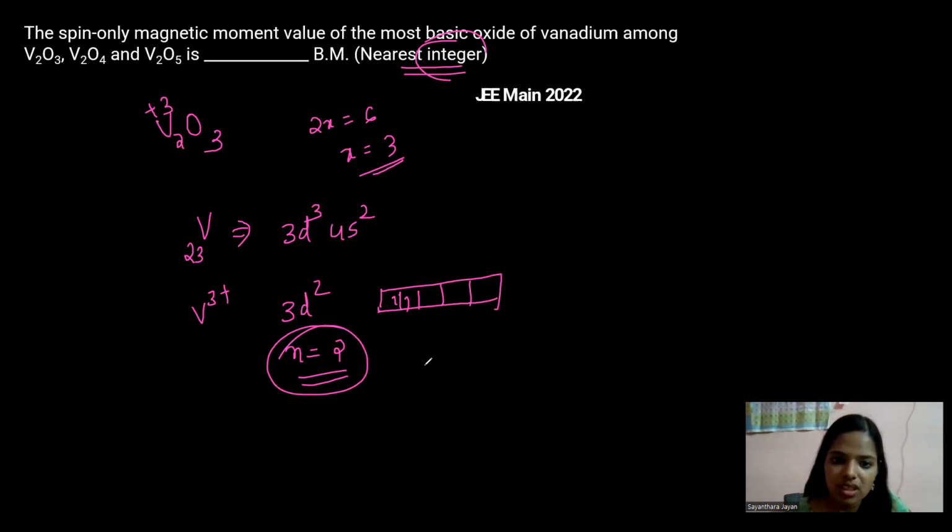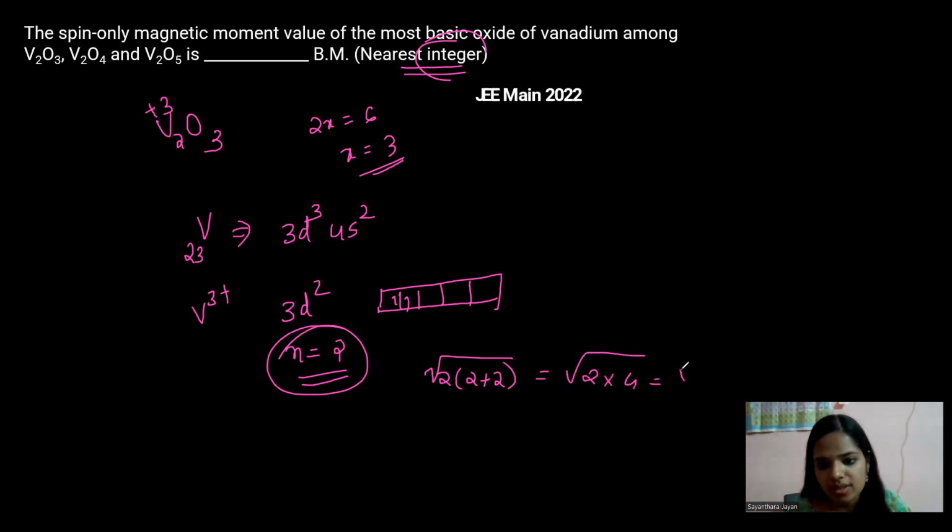So you will get root of n(n+2), that is root of 2 into 2 plus 2, which is equal to 2 into 4. That is root of 8. Root 9 means 3, so root 8 means it will be 2 point something. The exact value is 2.84. Approximately, you can take it as 3.